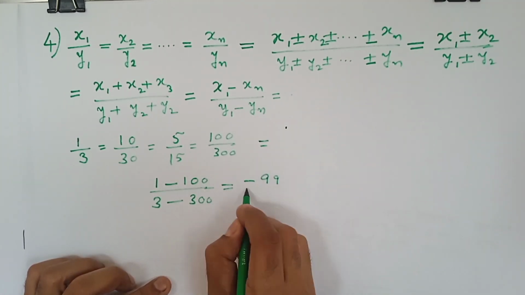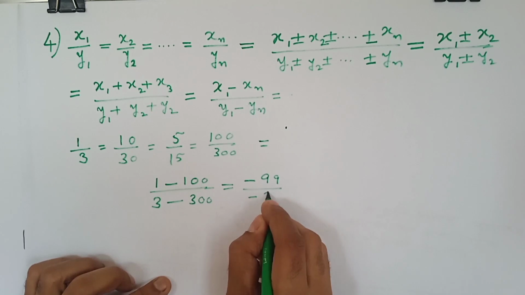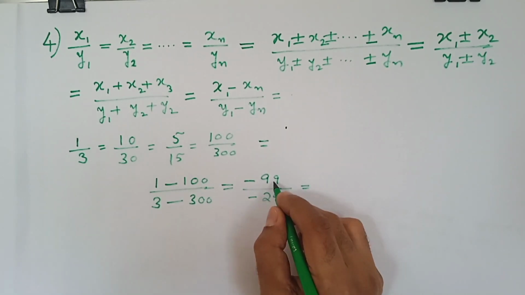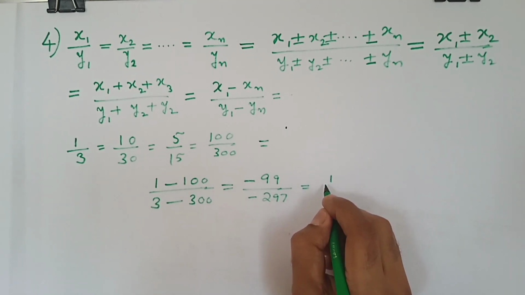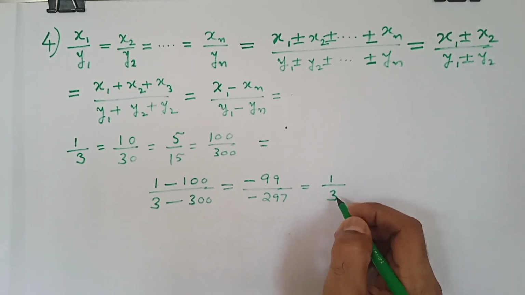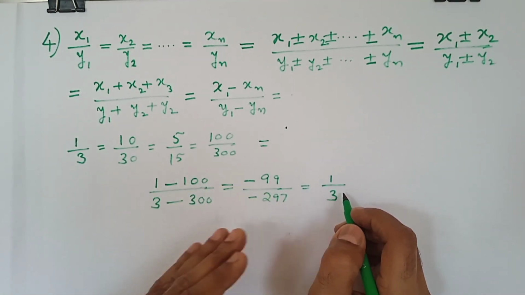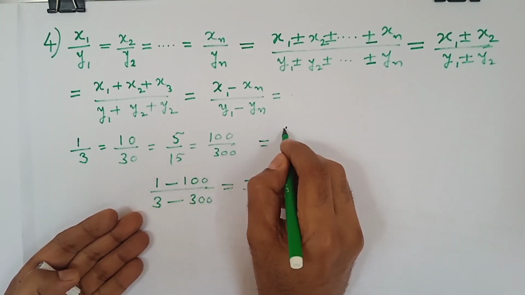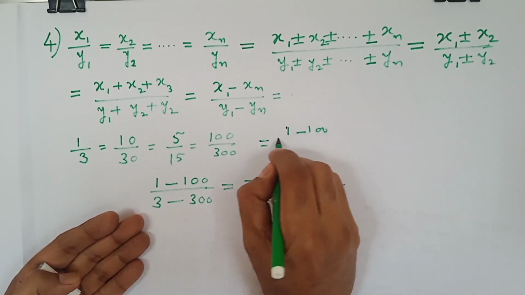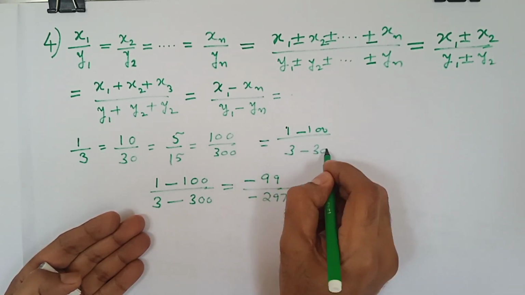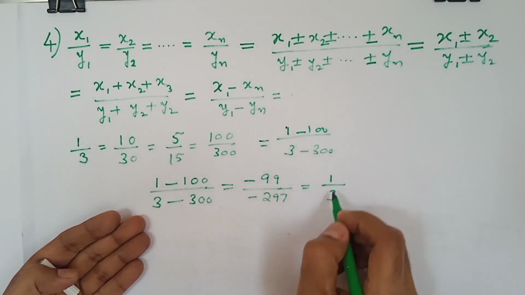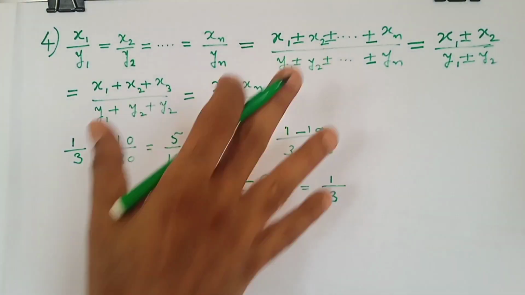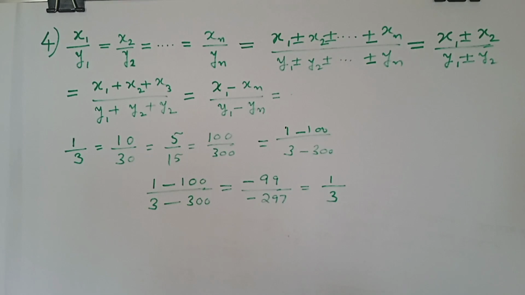Minus 99 by minus 297. Minus gone. 99 will go exactly 3 times here. So what do you observe? On simplification, it reduces to 1 by 3. That means you can write, (100 minus 1) by (300 minus 3)... because this on simplification is 1 by 3 and that is this. Everything is 1 by 3. This is the gist of this result I have given here.